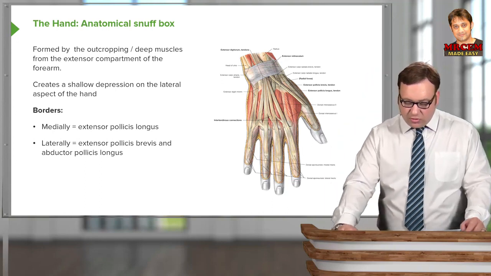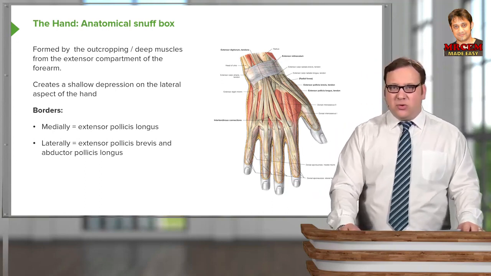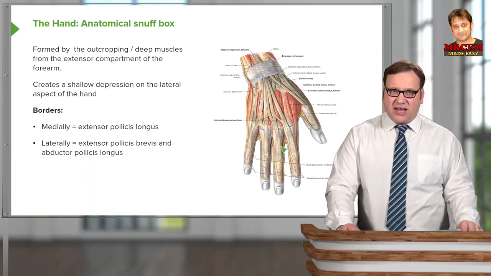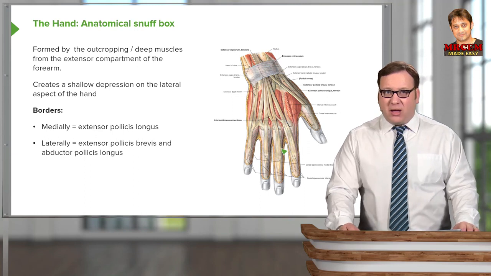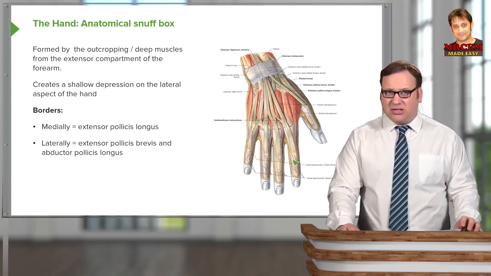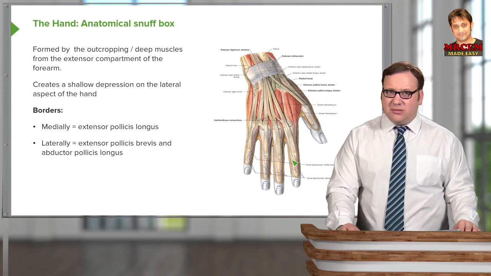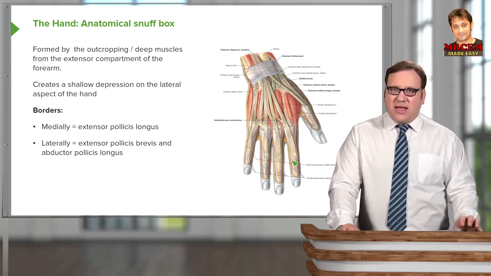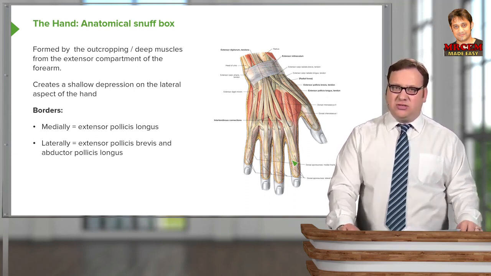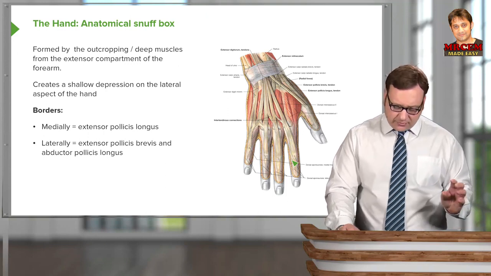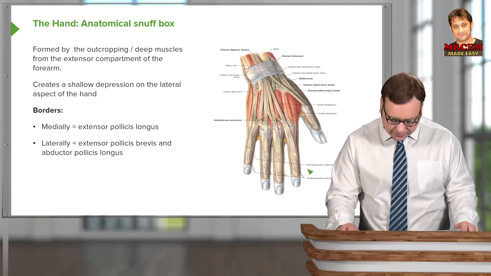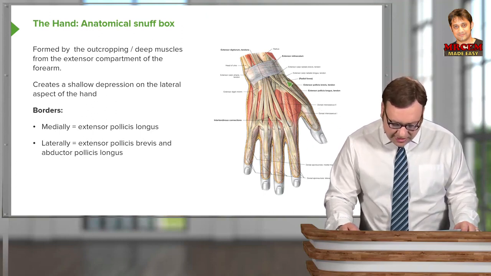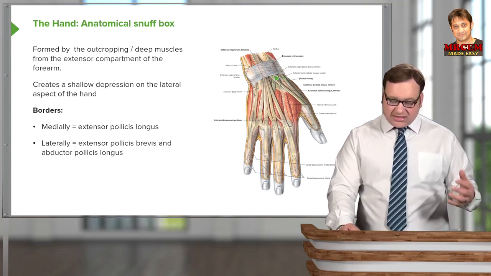So I mentioned the anatomical snuff box when we spoke about the forearm in the previous lecture, and I just want to talk about it a little bit more here. It's formed by those outcropping deep muscles that come from the extensor compartment of the forearm. And the tendons of these muscles create a shallow depression on the lateral aspect of the hand. So here we can see the thumb, and here we can see the anatomical snuff box. We can see its borders.